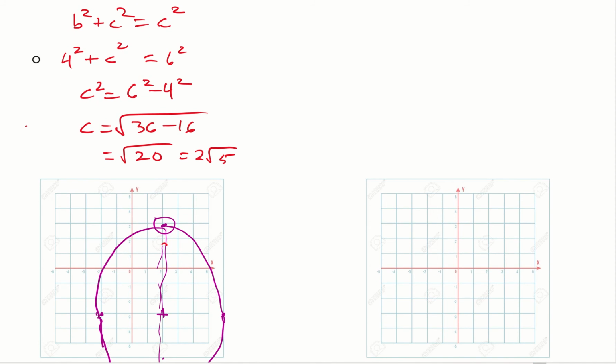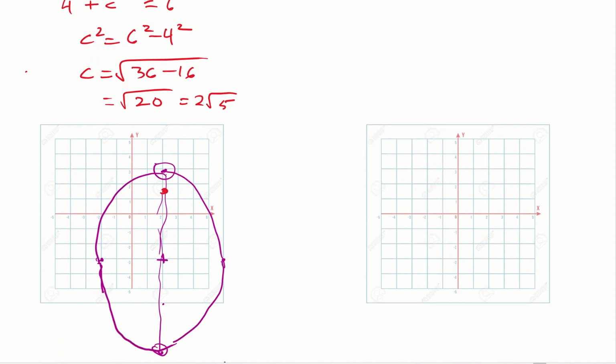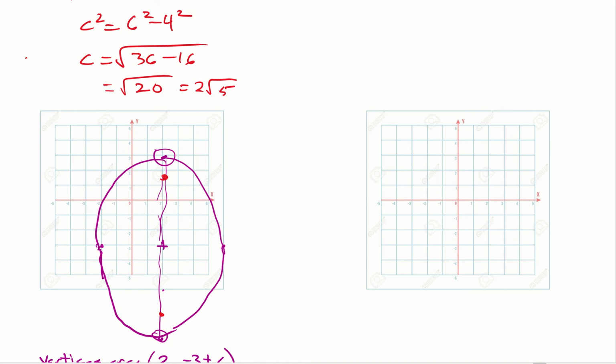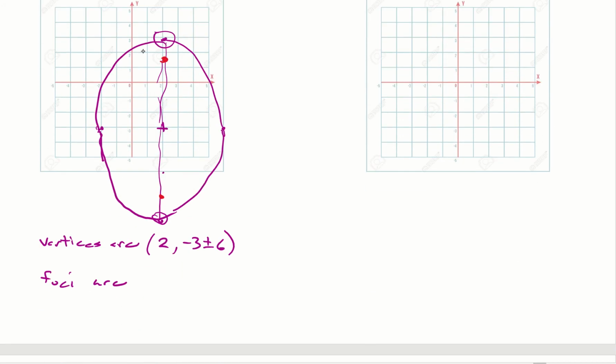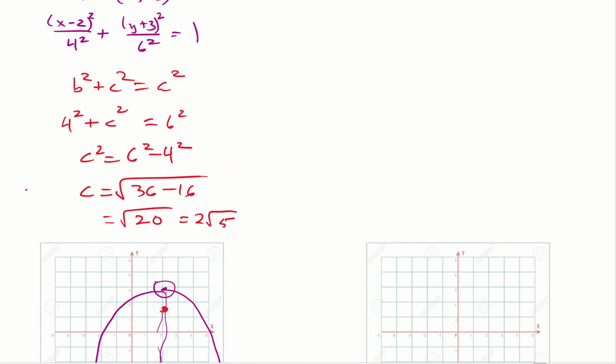So I'm going to guesstimate it here for fun, going about 4 point something and about here. And we'll say the foci are, once again, (2, -3) plus or minus 2 radical 5, and we're done with the problem. A little bit of talking there, a little bit of work, but being able to find this stuff pretty quickly, pretty good.